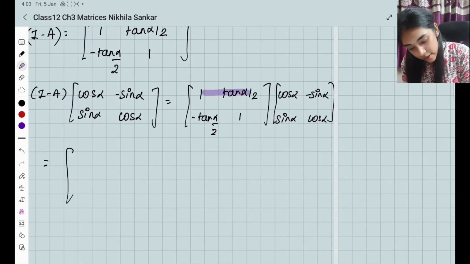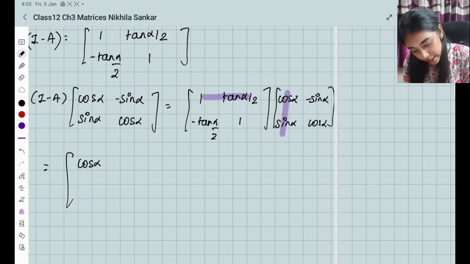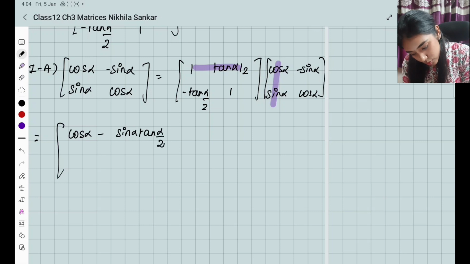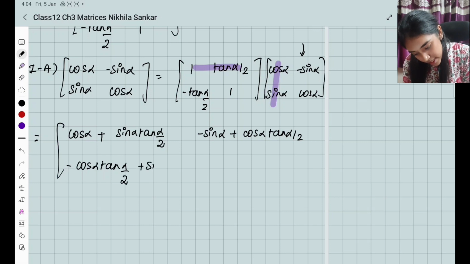I'm going to have first row, first column. So what will we have? I have cos alpha plus sin alpha times tan alpha by 2. We need to add both of these. Cos alpha plus sin alpha tan alpha by 2, this is the first element. Second element is going to be minus sin alpha plus cos alpha tan alpha by 2. Next, minus cos alpha tan alpha by 2 plus sin alpha. Next, minus into minus plus, I have sin alpha tan alpha by 2 plus cos alpha.